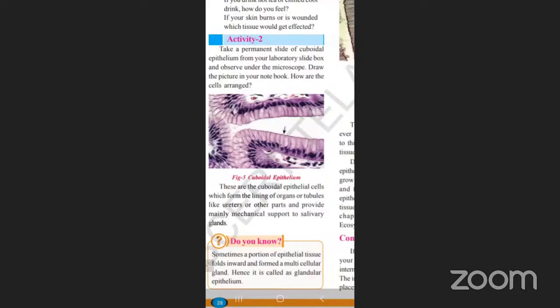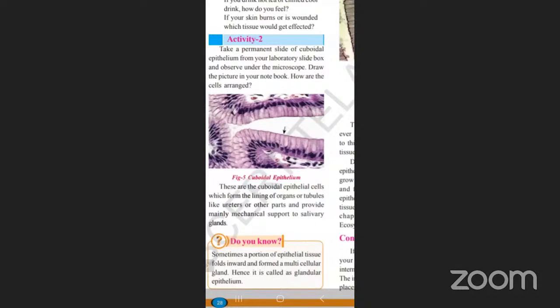Or tubules. We have many tubules, so we can expect it in tubules also. Like ureters. Did you get ureter? In the sexual reproduction of human beings, you can get this ureter. Urethra, ureters. Just go back, like in the reproduction lesson, you will have this. You can go and observe once. Ureters, urethra, ureter, right? Okay, fine.